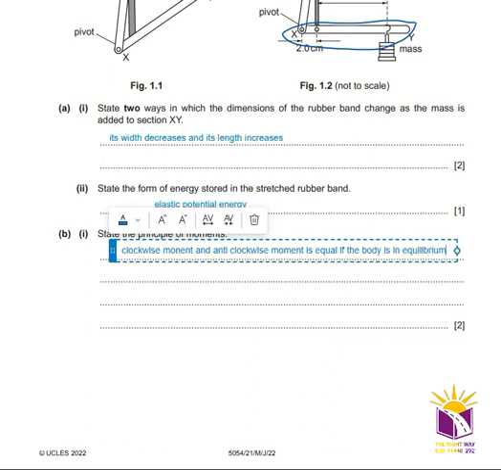One mark is for the clockwise moment and anti-clockwise moment being equal, and the other mark is for writing that the body is in equilibrium. If you just write the clockwise moment is equal to the anti-clockwise moment, you will be given 1 mark. You will not be given the second mark. You have to write that the clockwise moment and anti-clockwise moment are equal if the body is in equilibrium.